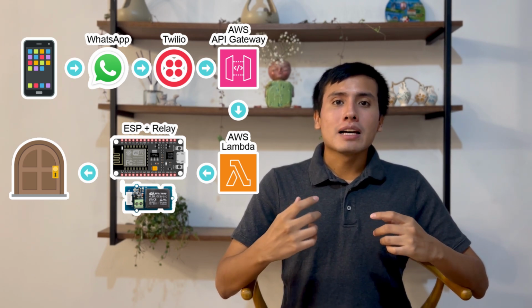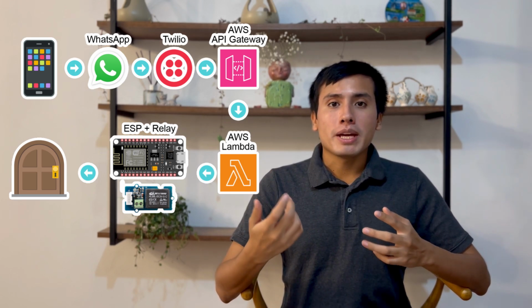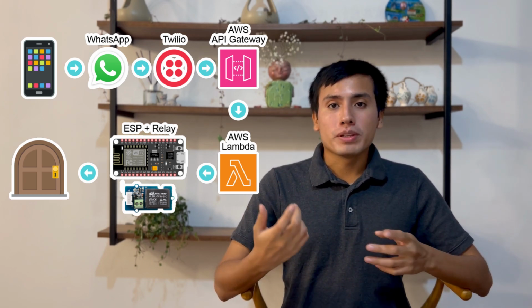API gateway on Amazon Web Services, and then a Lambda function is going to evaluate if that message matches the password that we set. If it does, it is going to make a GET request to our local server, which is in charge of opening the door.